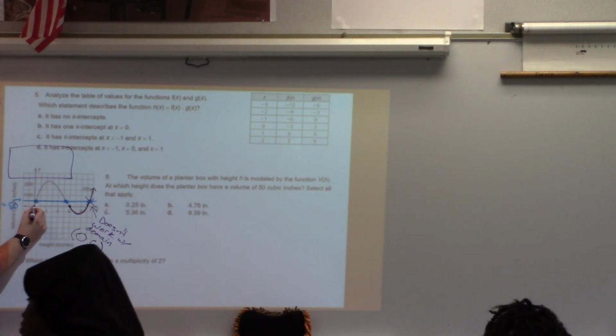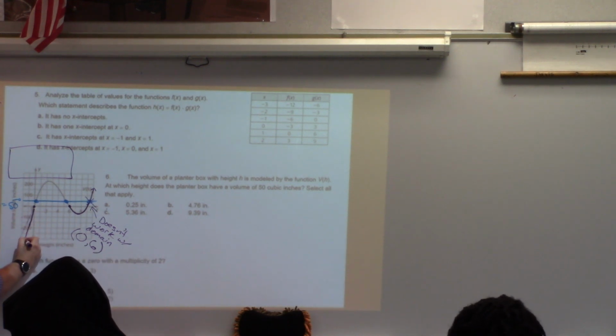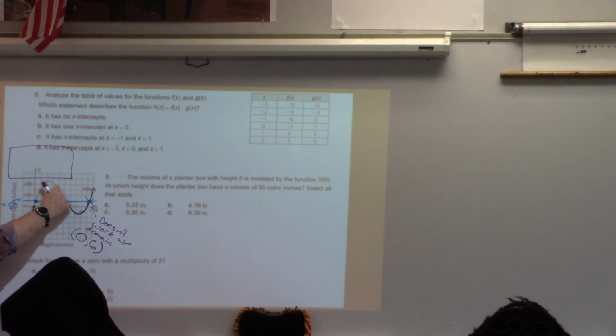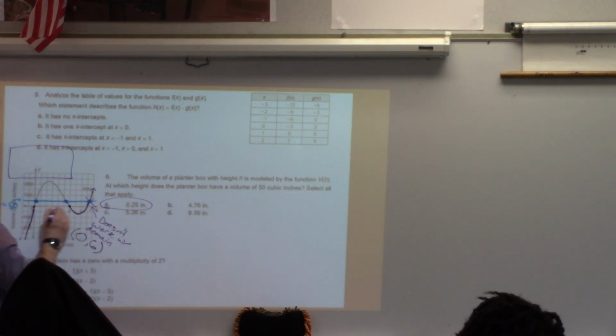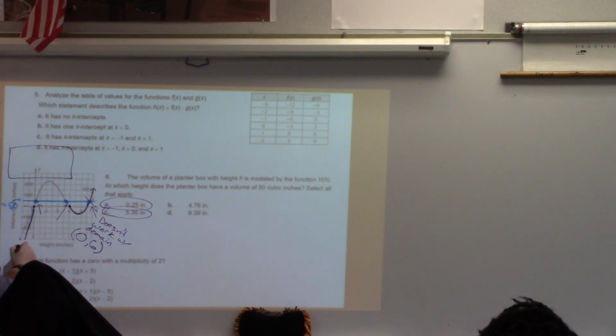We cannot have anything negative for our cuts or for our volume as well, so none of that would work. So I'd only have that 0 to 6. Notice this 0.25 would be roughly here. This 5.36 would be roughly there. And those are the only 2 points that are in the domain.